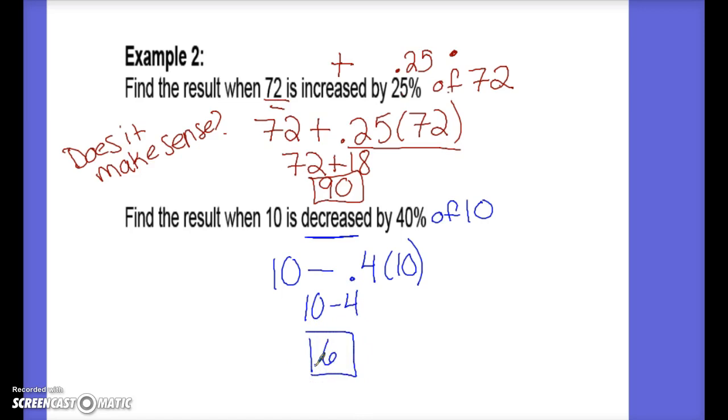Let's ask ourselves, does it make sense? When 10 is decreased by 40%, it's 6? Well, yeah, that makes sense.